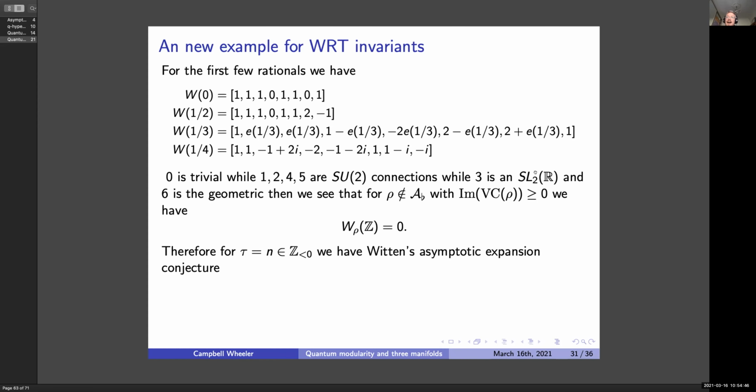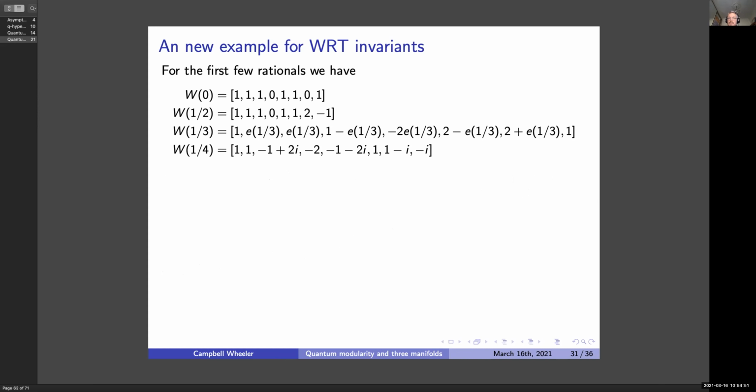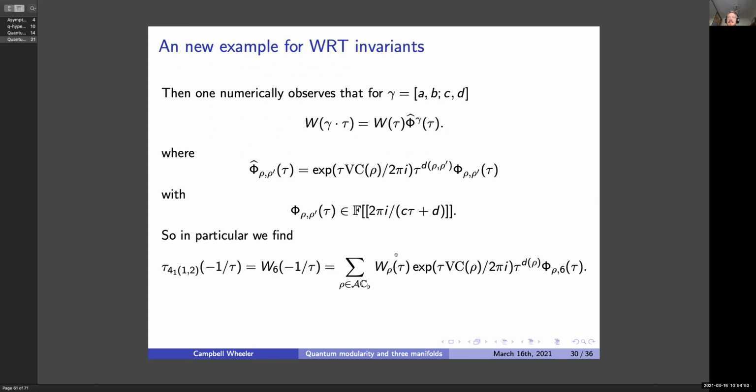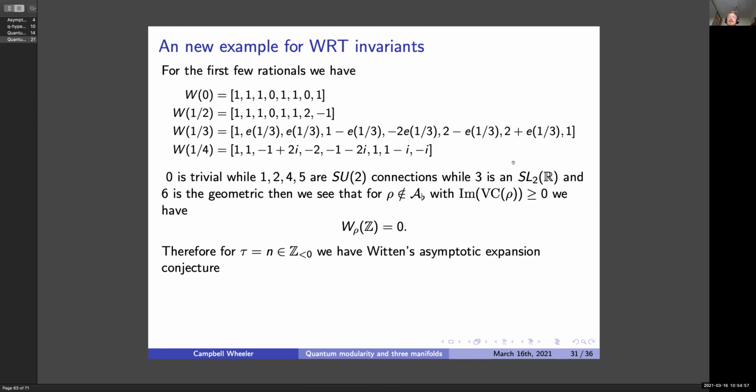3 is an SL2R connection. And so we see that that doesn't contribute because here that will vanish. So we don't see the SL2R connection. 6 is a geometric, as we already mentioned. So here again, we don't see that either. So we're just seeing these SU2 connections and the trivial, which is also SU2.